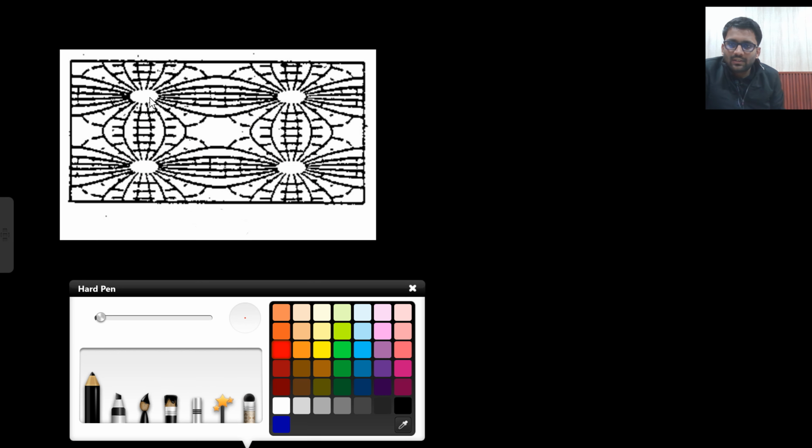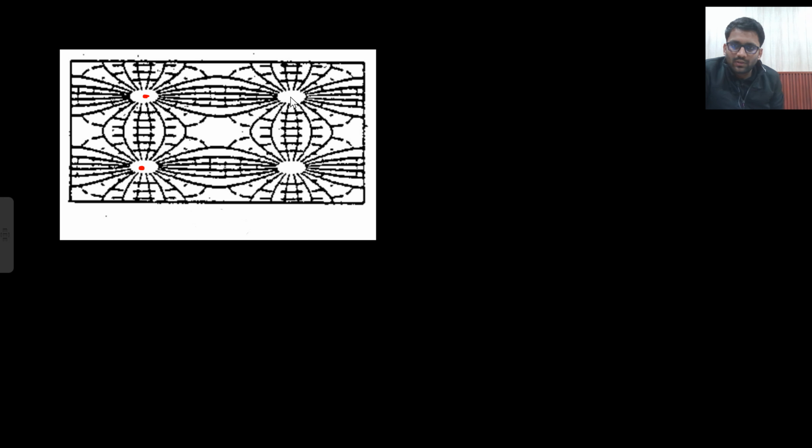Let's see more. Here what I can see? 1 dot, 2 dot, 3 dot and 4 dot. So what I will do? One line like this, one line like this, and on horizontal as well, one line like this and one line like this. So it is cutting twice on x-axis and twice on y-axis. Which mode it is? TM. Twice on x-axis, twice on y-axis.